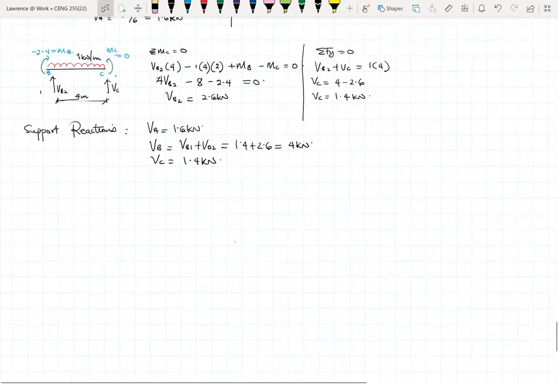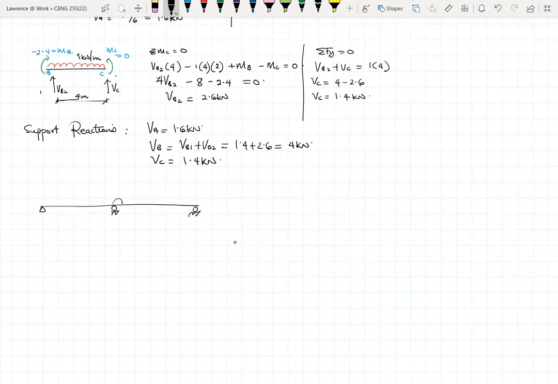There are a number of ways to draw the bending moment diagram or the shear force diagram. If I use the original beam, which we had from the beginning, we have the UDL and then the point load somewhere, not at midspan. Now we know our reactions, VA, VB, and VC. This is 3 kilonewtons here. This is 1 kilonewton per meter.